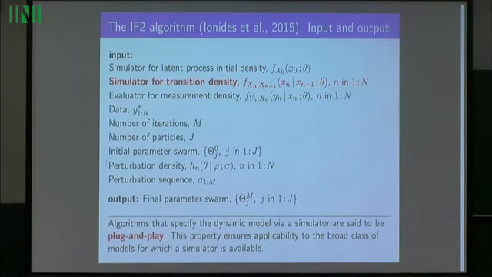Then you need a measurement density, you need data, it's an iterative algorithm, you need to know how long to iterate. It's a Monte Carlo algorithm, so you need to know the Monte Carlo sample size. For sequential Monte Carlo, each member of the Monte Carlo ensemble is called a particle. And then the parameters are going to be represented by some other set of particles. And in an iterative filtering algorithm, the parameters are going to be perturbed while you filter, and so you need to have a perturbation density and a perturbation scale.